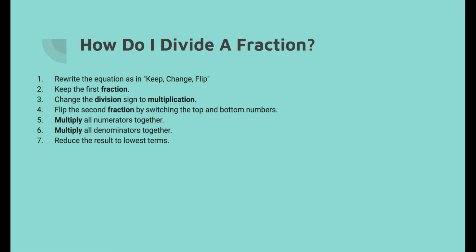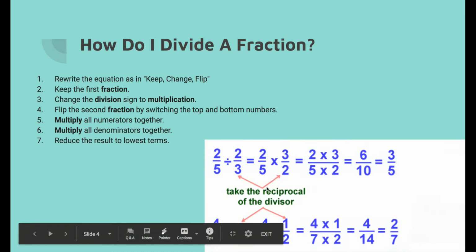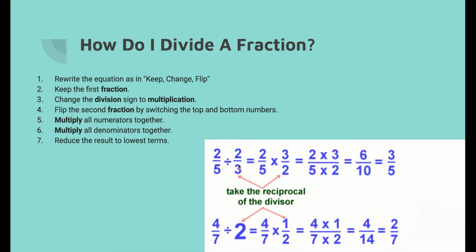Then we're going to multiply all numerators together just like we did before. Multiply all denominators together just like we did before, and reduce it to the lowest terms. So if you can see over here, I have 2/5 divided by 2/3. That is my original equation.